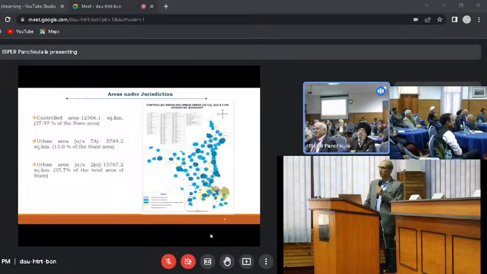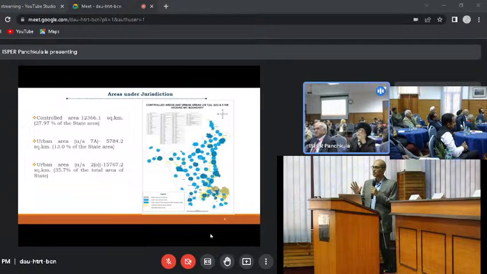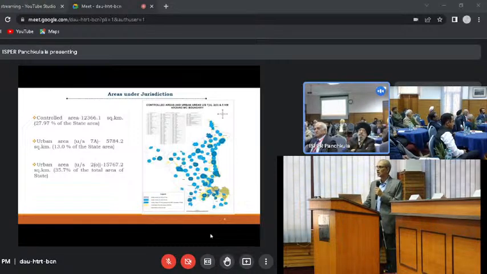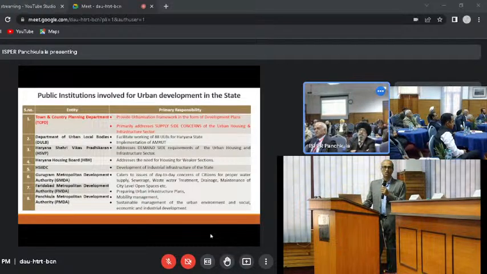Coming to the jurisdiction part, close to 28% of the state is controlled area. When we say controlled area, it means the areas which have potential for building, construction and urbanization. Only over there does the town planning department have its jurisdiction. The rest of the state, we do not have. So the development plans are to be prepared for these areas. So, coming to the institutional framework.